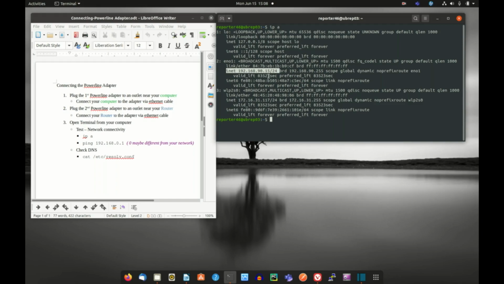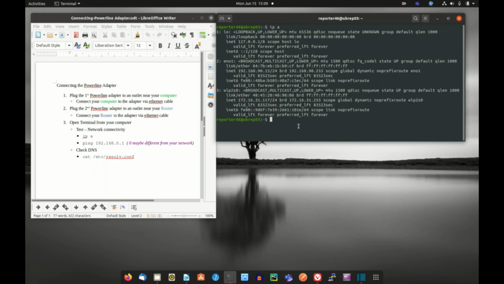192.168.90.15. This is mine. Yours may be different. Usually it will just change to 192.168.0 or .1, depending on how you configured your router. This is my Ethernet connection, and the one starting with W is my wireless connectivity, and this is my IP address because I have both Ethernet and wireless connected on my machine.